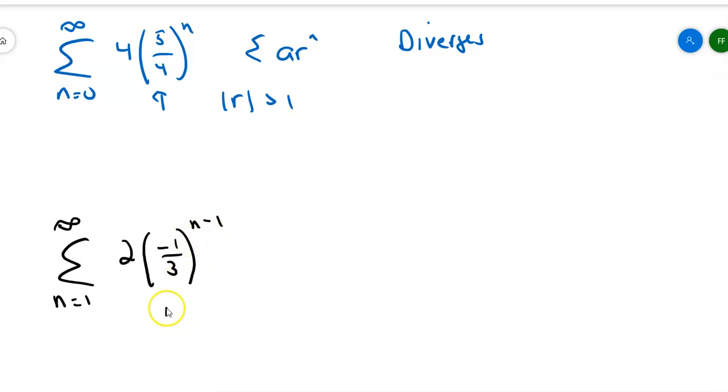Even though that ratio over there is negative, all that means is that it's going to keep alternating back and forth, back and forth. But remember, the rule was that if the absolute value of r was less than 1, then it converges, and sure enough, the absolute value of r is less than 1, therefore it converges. What does it converge to? A over 1 minus r.